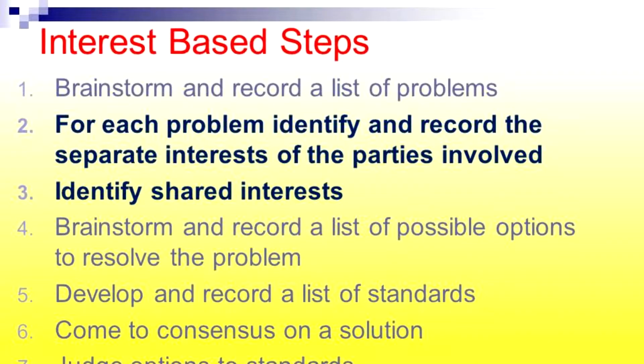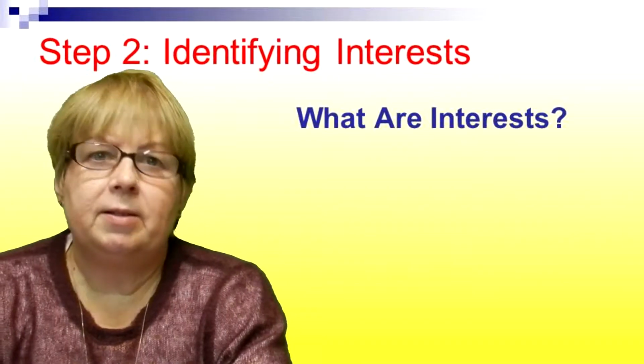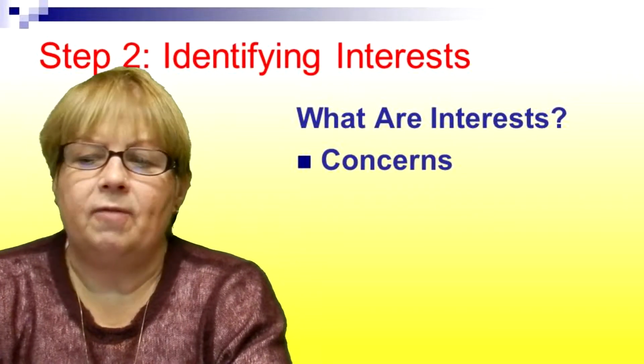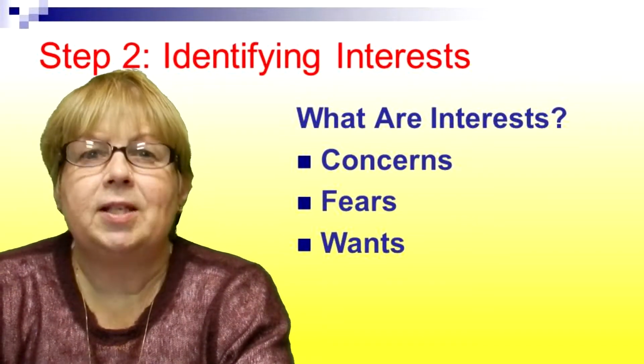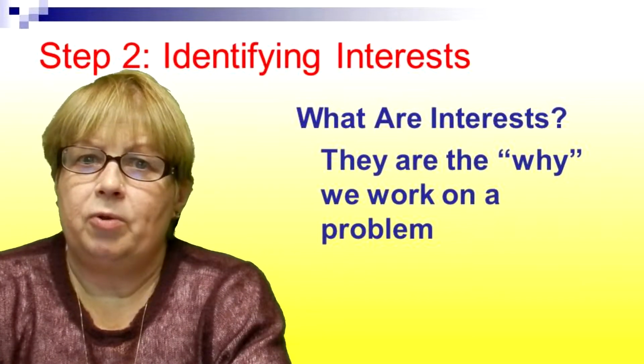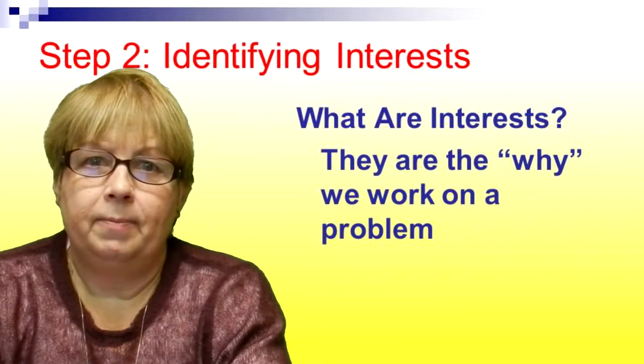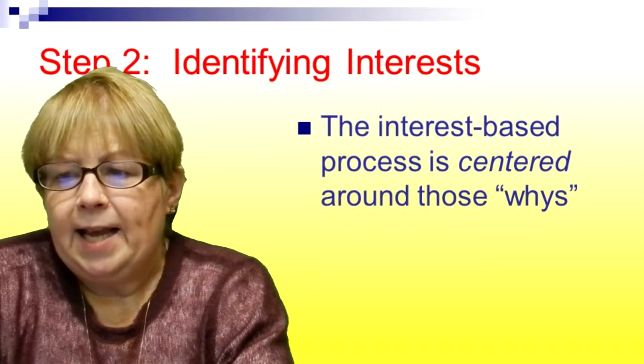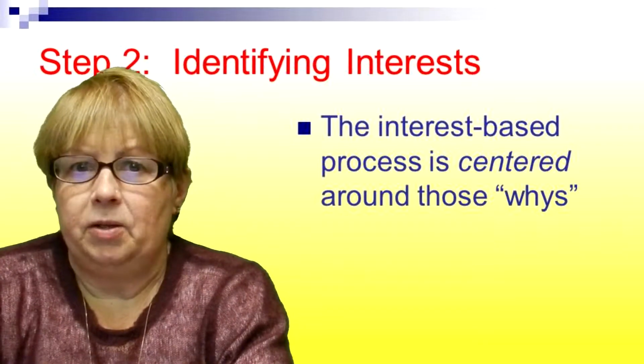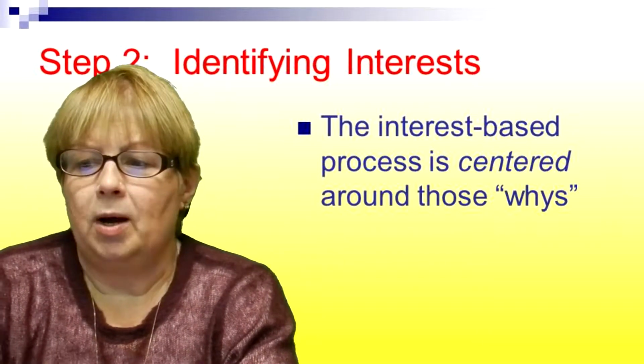As Jim said, we're focusing on step 2 of the interest-based process, identifying interests. First, the parties will identify their own interests, then they'll go back and identify their common interests or their mutual interests that they share. So just exactly what are interests? Interests are our concerns, our fears, our wants, our desires. It's the why we are trying to solve a particular problem. And that's what is the heart of the interest-based process, is focusing on those whys.